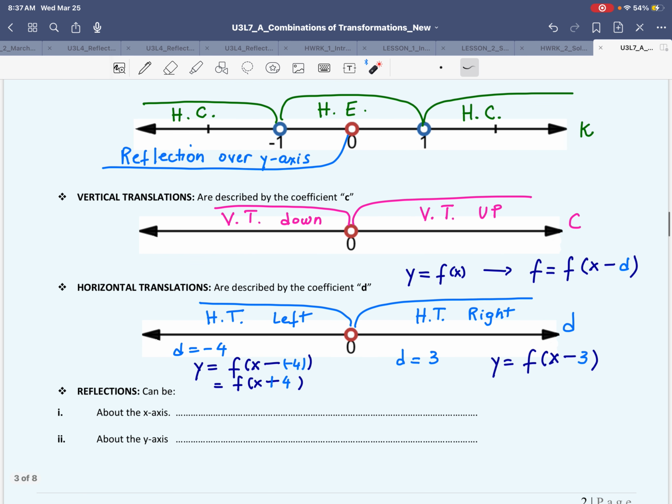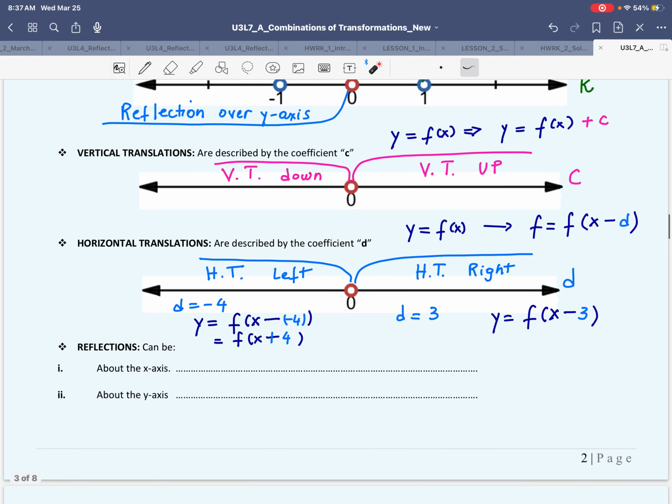And I'm just going to add in here the vertical translation. So just to make this more complete, in vertical translations, we have the parent function y equals f of x changed to become y equals f of x, and we add the number c at the end. So we see that the number is added to the y values.